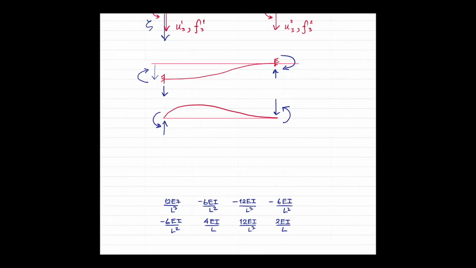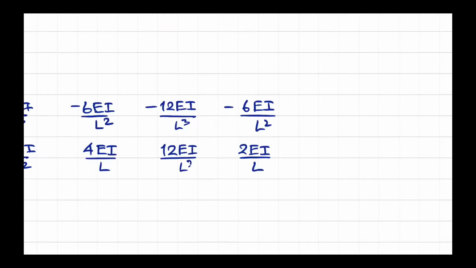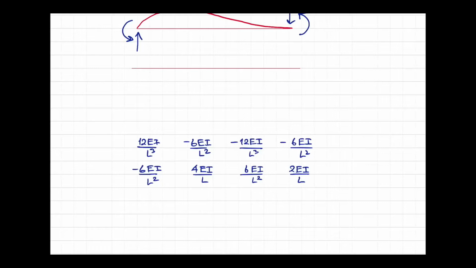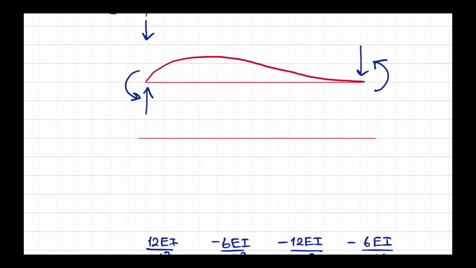Now, we continue, sorry, 6 EI. 6 EI over L square, not L cube. Okay. We'll come back to this one here.